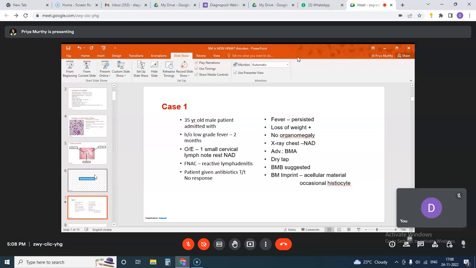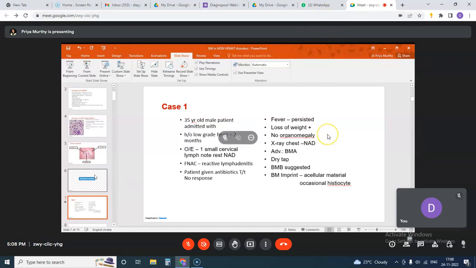He's a 35-year-old male patient admitted with low-grade fever for about 2 months. He has one small cervical lymph node, and besides that, nothing else. An FNA done on that shows a reactive lymphadenitis. He was given antibiotics, but the patient didn't respond. Fever persisted. He had loss of weight. No associated organomegaly. A chest X-ray done was normal.